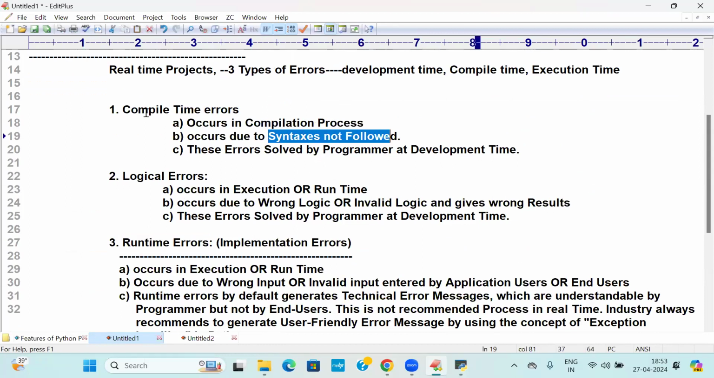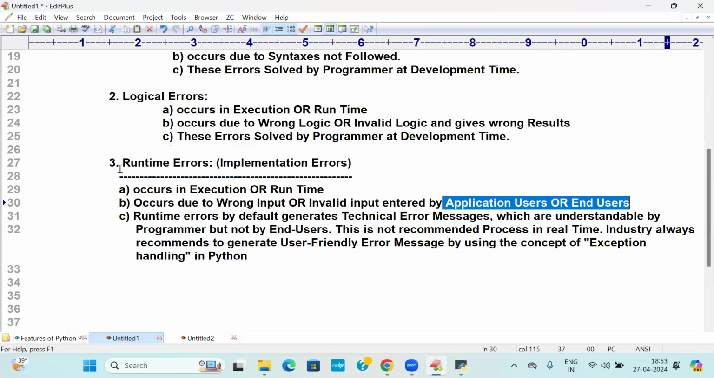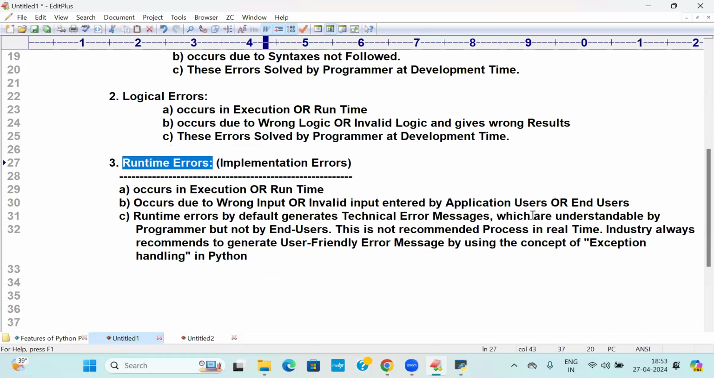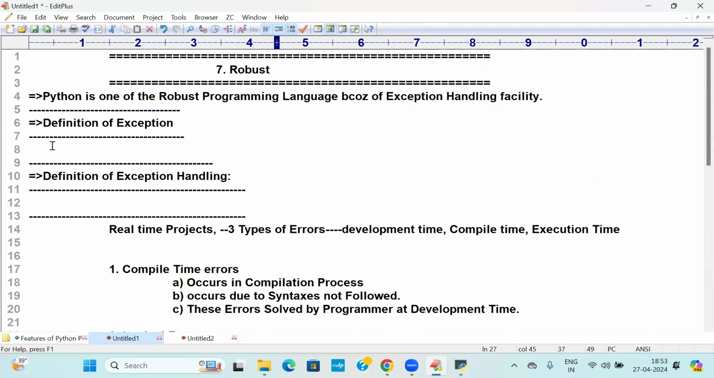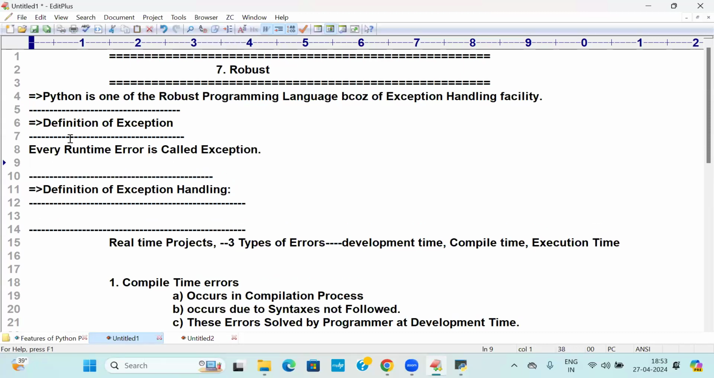If syntax is not followed, it is called which error? If anybody follows wrong logic, it gives you what error? If any end user enters wrong input, it is called what? When the application user enters wrong input, which is known as which error? That is a runtime error. Now I am writing: every runtime error is called, come on, exception. Every runtime error is called what? Exception. Understand?